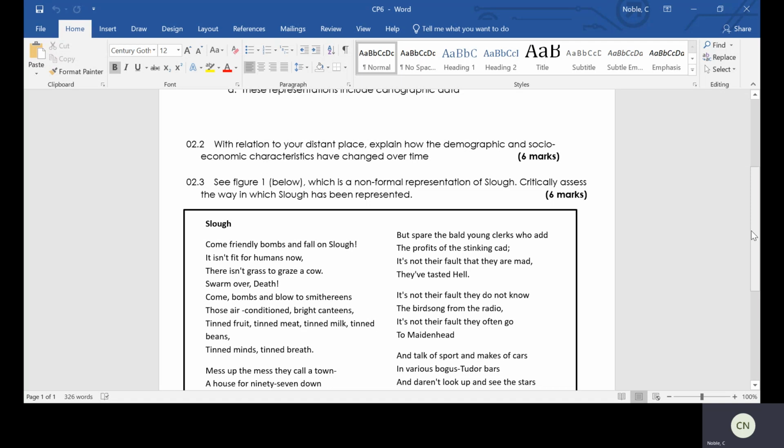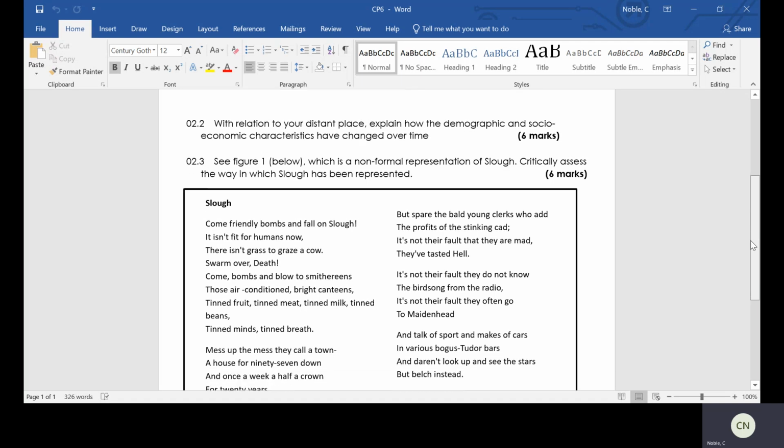You'll need to make sure you're talking about at least one thing that's demographic by nature, such as ethnicity, age groups, population structure, and at least one thing that's socioeconomic, so levels of deprivation, employment characteristics, educational achievement, for example. And again, the key thing is to make sure that you explain the reasons for those changes over time.